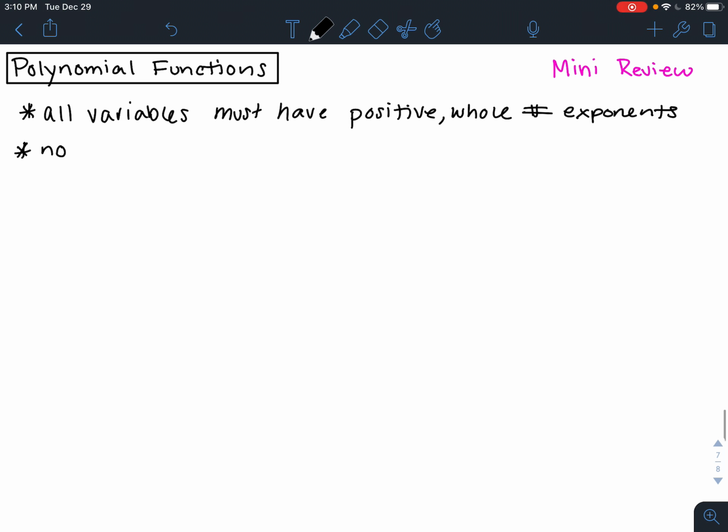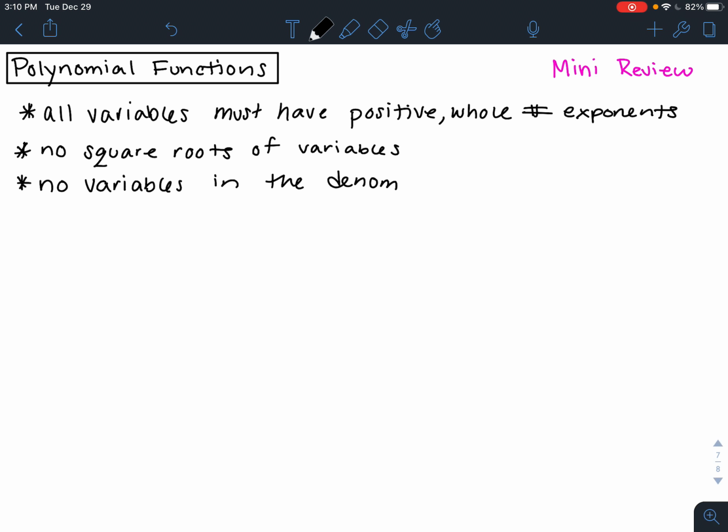So that means that there are no square roots of variables, or higher, right? So there are no cube roots, no fourth roots, no roots of variables. I'm just going to write square roots as my example. And there are no variables in the denominator of any fractions. I wish I could write as fast as I could speak.